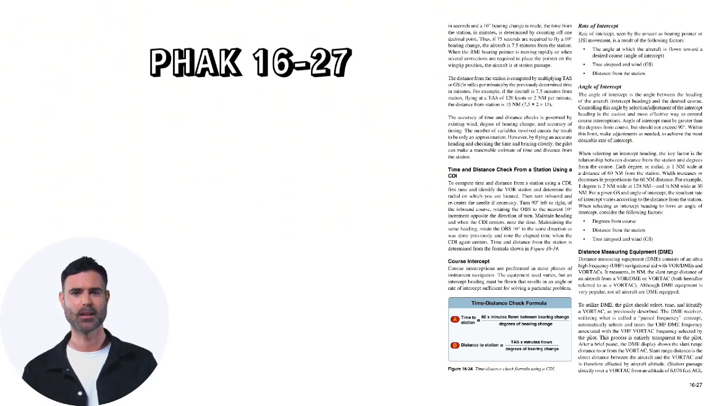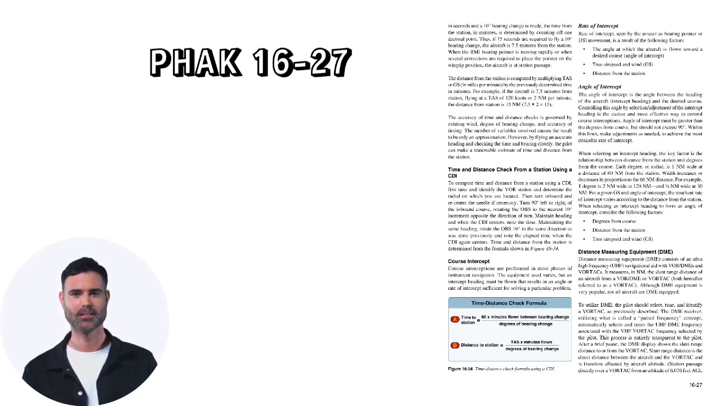To utilize DME, the pilot should select, tune, and identify a VORTAC, as previously described. The DME receiver, utilizing what is called a paired frequency concept, automatically selects and tunes the UHF DME frequency associated with the VHF VORTAC frequency selected by the pilot. This process is entirely transparent to the pilot. After a brief pause, the DME display shows the slant range distance to or from the VORTAC.